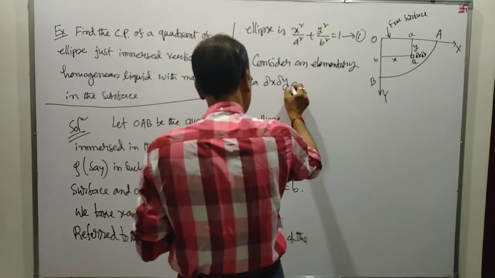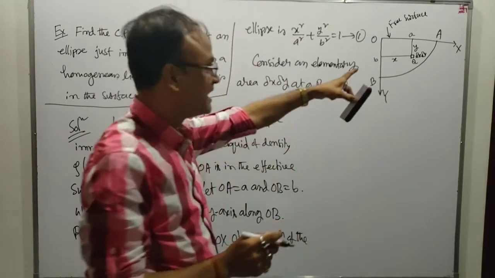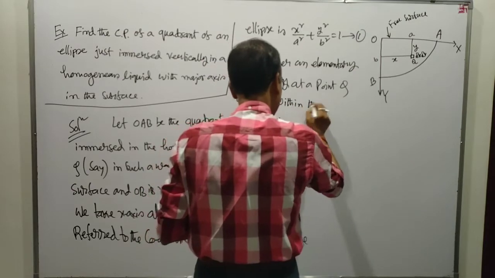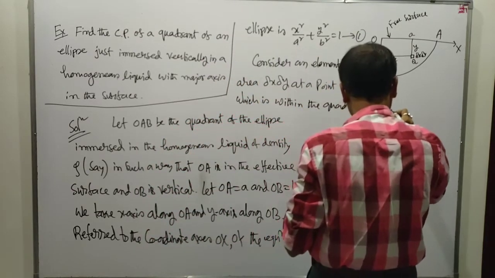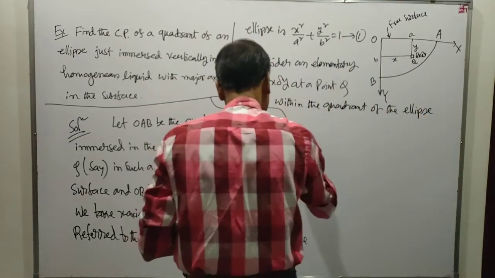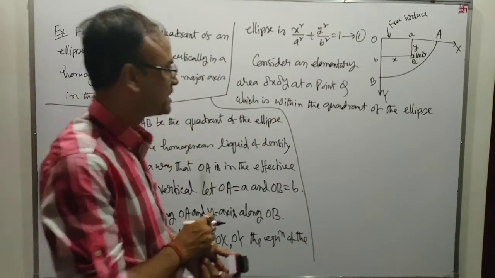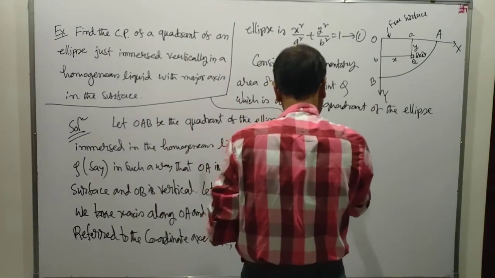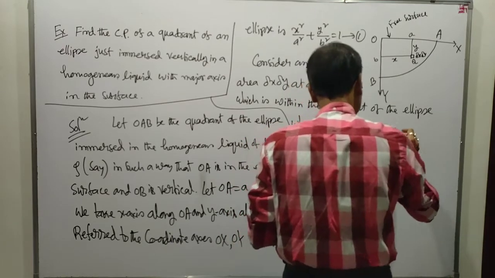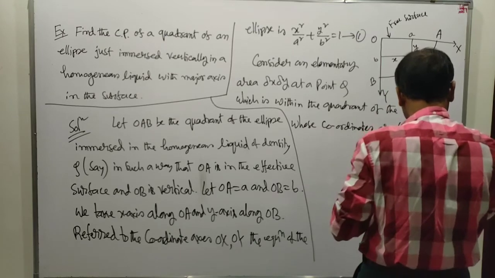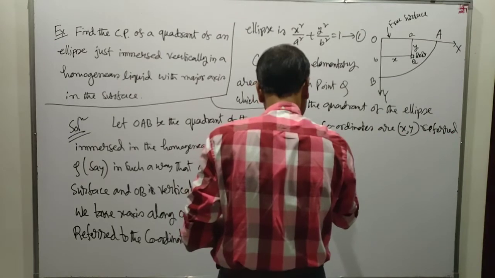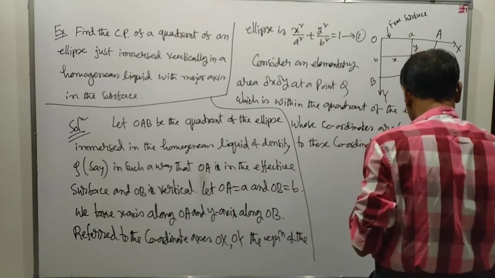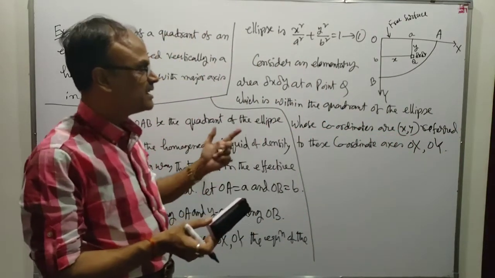delta x delta y at a point Q which is within the quadrant of the ellipse, whose coordinates are x, y, referred to this coordinate axes OX, OY. Right?